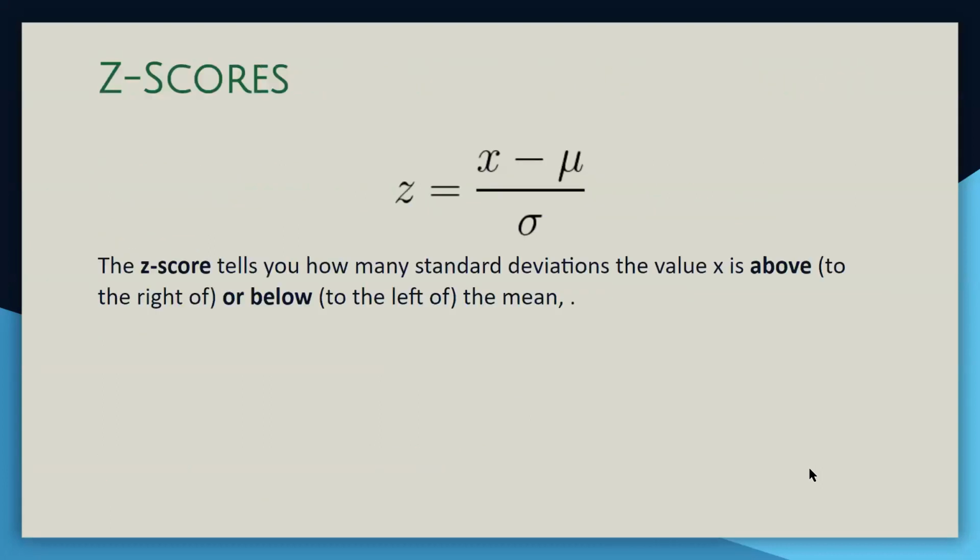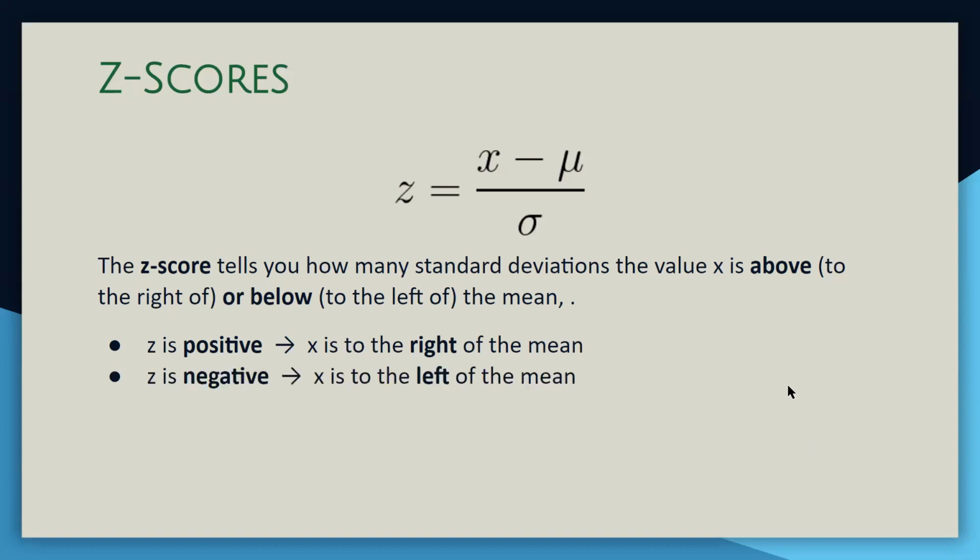So let's practice some z-scores, talk about what they are, and calculate some. The z-score, z equals (x minus mu) over sigma, tells you how many standard deviations the value x is above or below the mean. It measures how far we are from the mean in terms of standard deviations. If z is positive, x is to the right of the mean, x is bigger than the mean. If z is negative, x is to the left of the mean, x is smaller. And if z is equal to 0, x is equal to the mean.